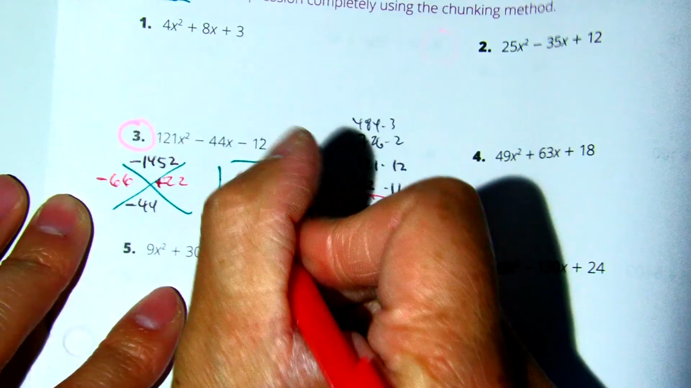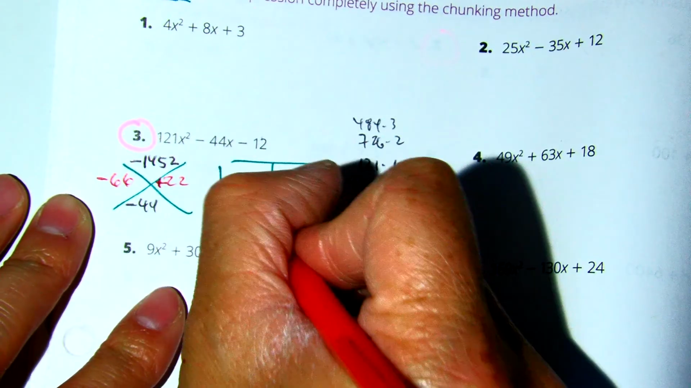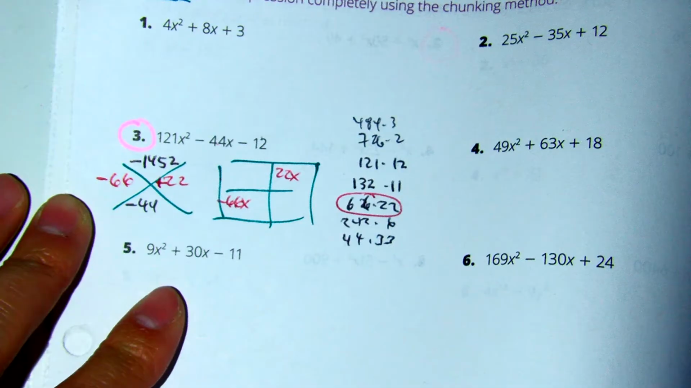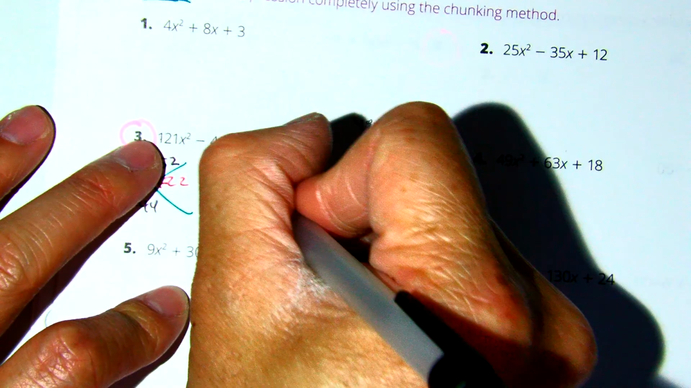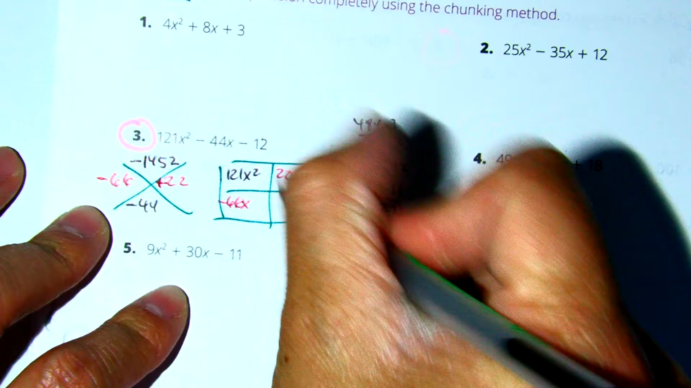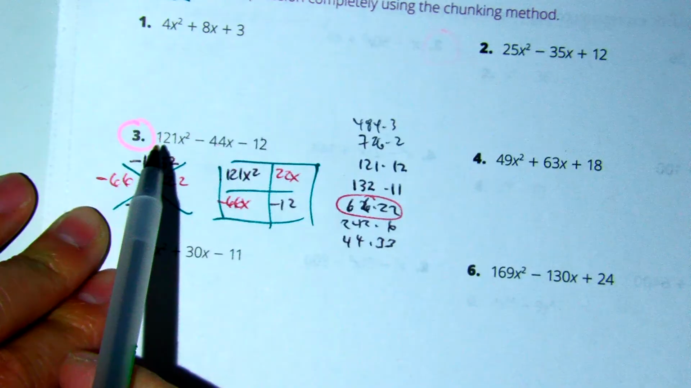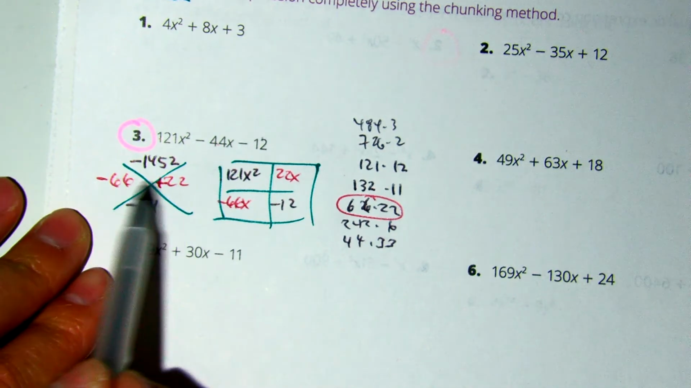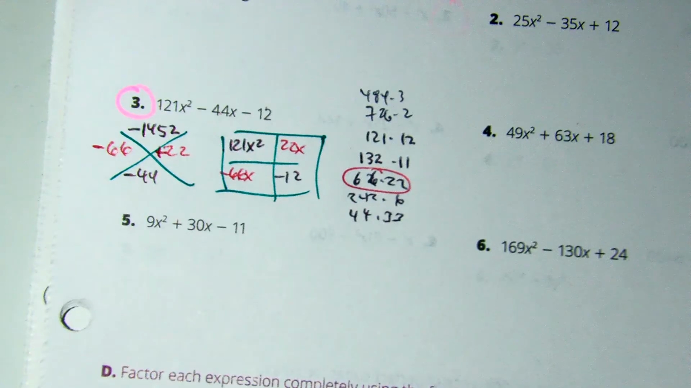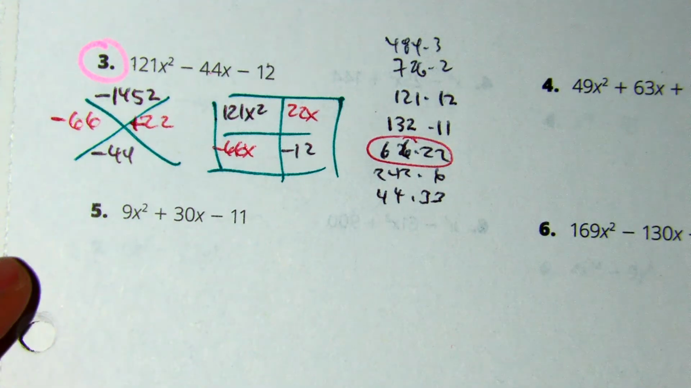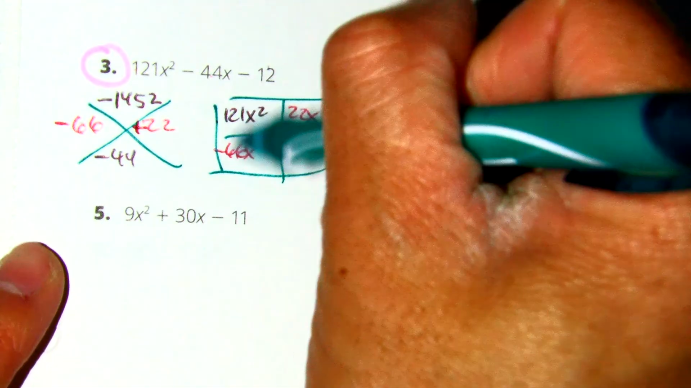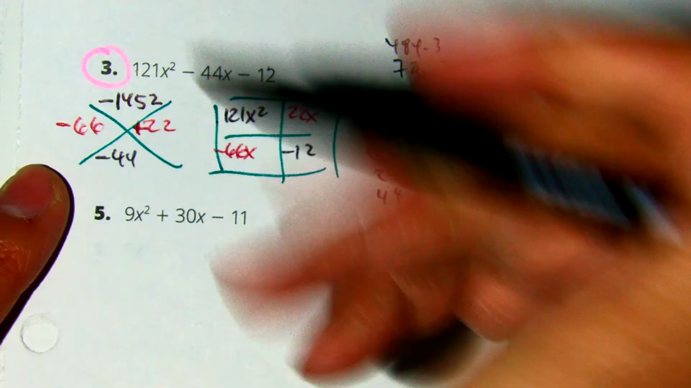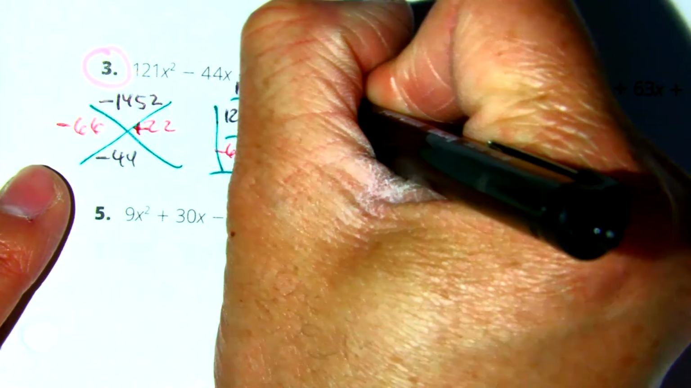Negative 66 plus 22 gives me negative 44, so I have negative 66x and 22x. I'm going to have 121x squared and then negative 12. So the first term always goes in the top left, the last term always goes in the bottom right, and these two terms always go diagonally. Now I just need to get my factors. Class, what do you think the greatest common factor there is? 11x.